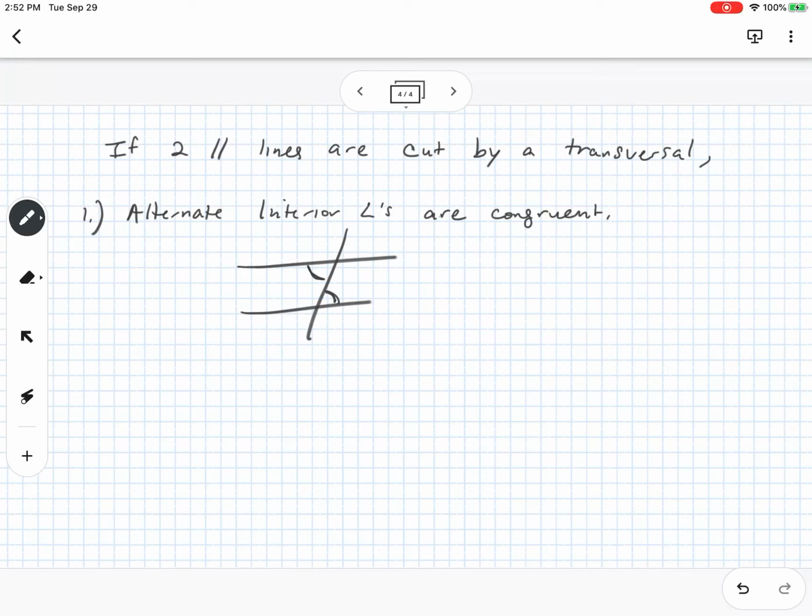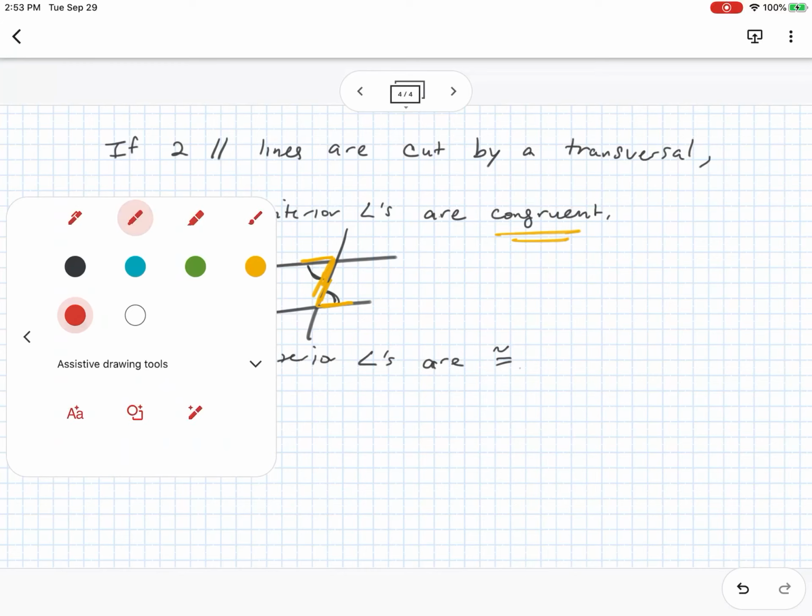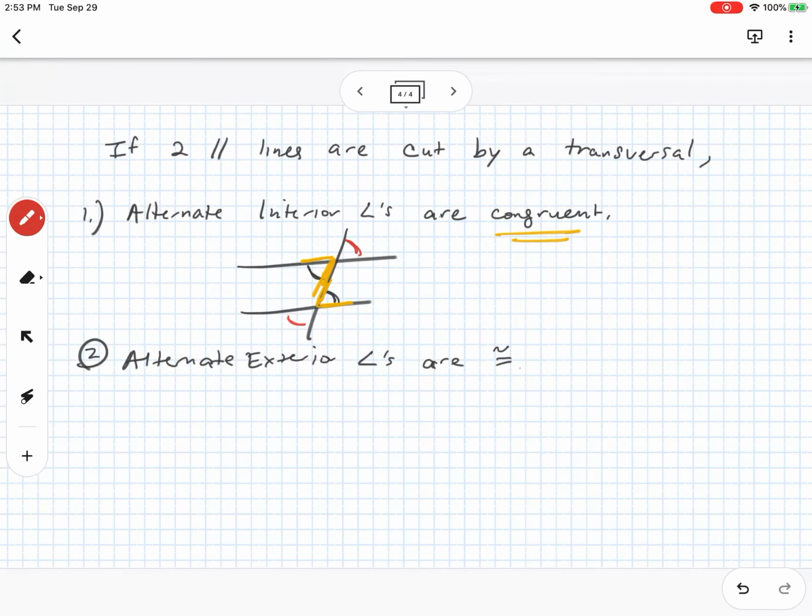So just once again to visualize it, here's an alternate interior angle, and I want you to notice when you kind of eyeball it, this angle and this angle, they look like they're the same size. And that's a very special relationship that exists between alternate interior angles. In the same way, we can say that about alternate exterior angles are congruent. They're the same size. Here's an alternate exterior angle right here, right? They're the same size.